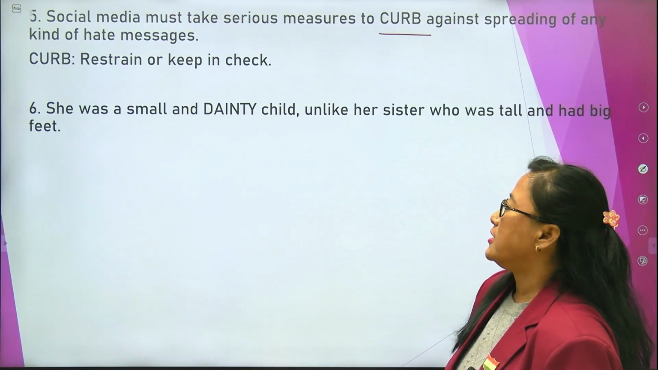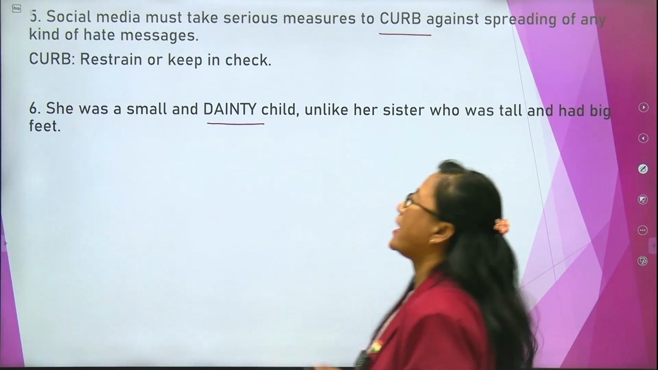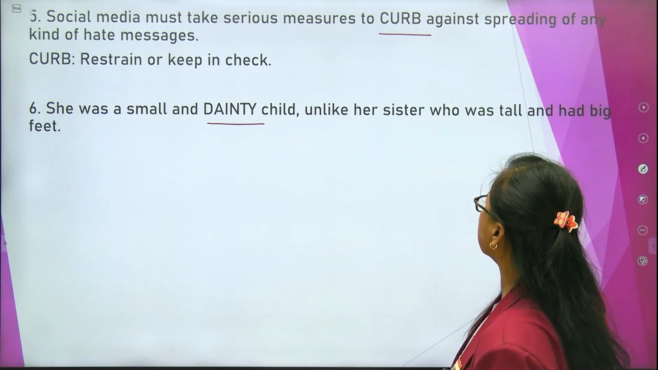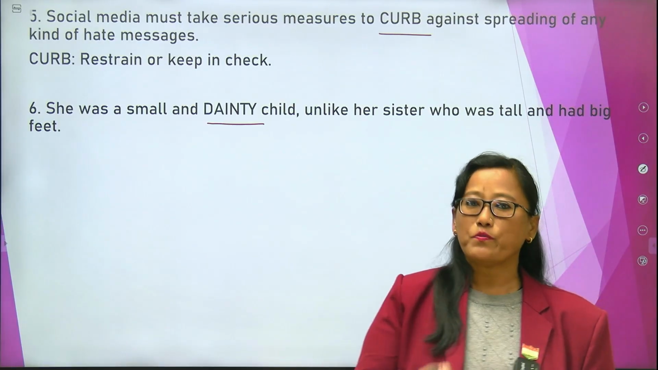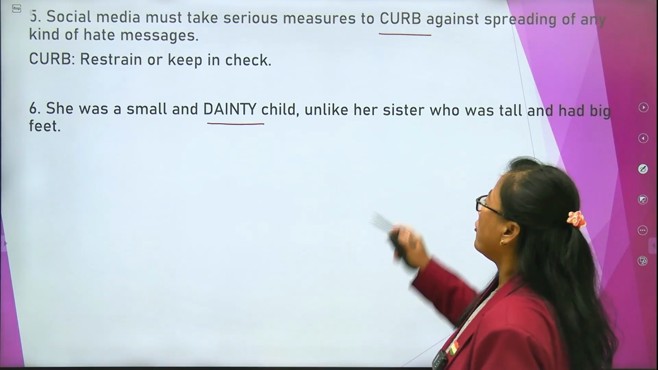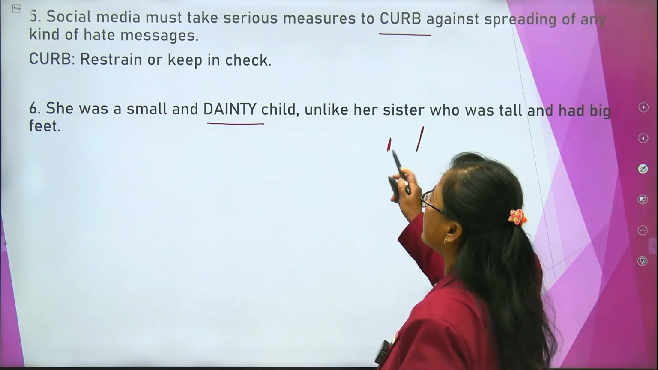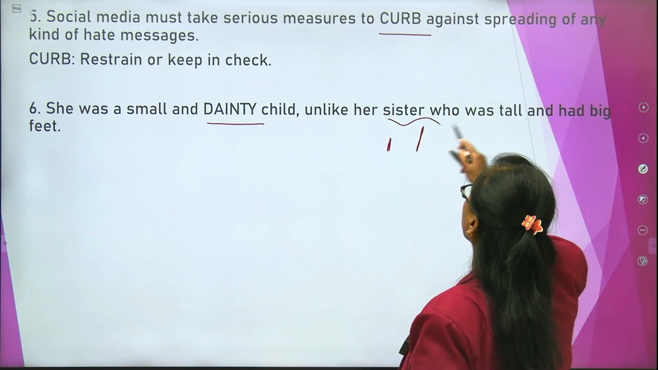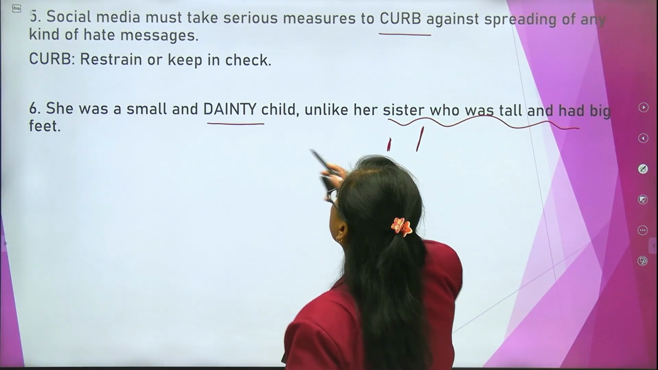Then the sixth sentence: she was a small and dainty child, unlike her sister who was tall and had big feet. So when we are talking about two people, we are comparing two people. One is very small and dainty and the other one is very tall. If you look over this sentence, the other one is tall and had big feet, but this one is small and dainty.